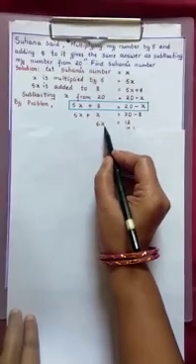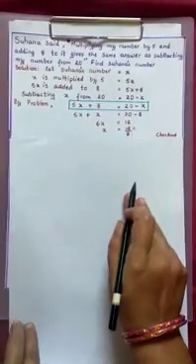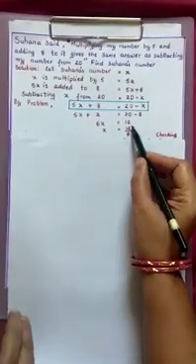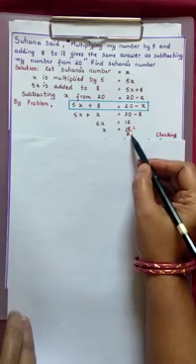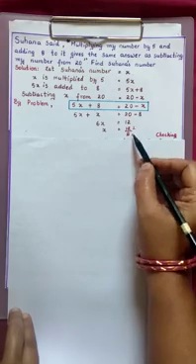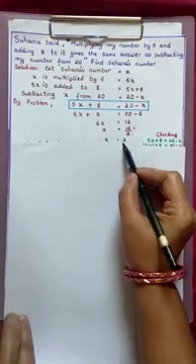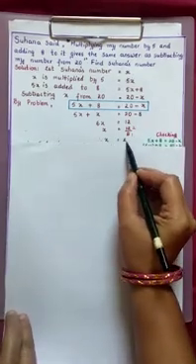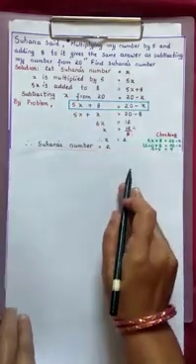Here 6 is multiplied by x. Let us transpose to the right side by dividing. So 12 by 6. Now simplify here. 6 ones are 6, 6 twos are 12. So what is the value of x here? 2. This x is nothing but Suhana's number.